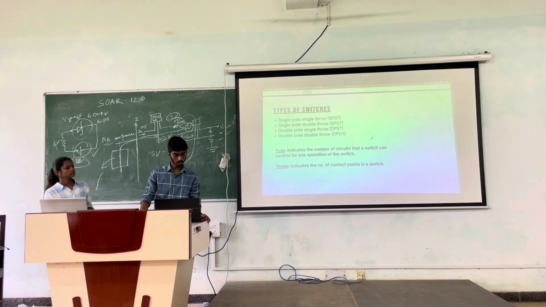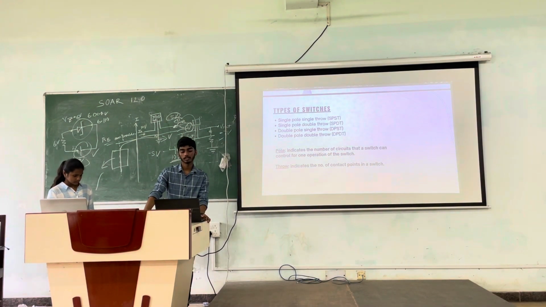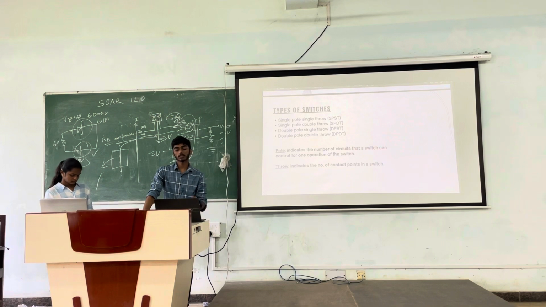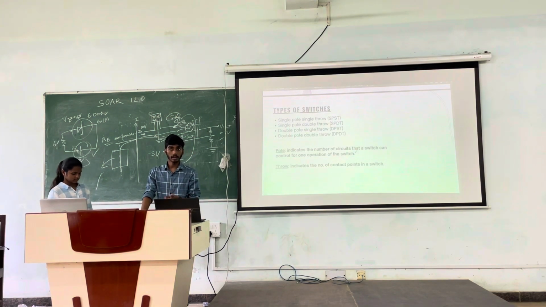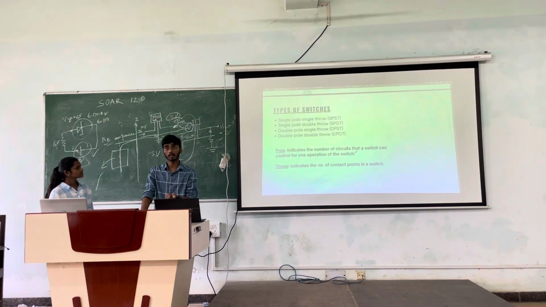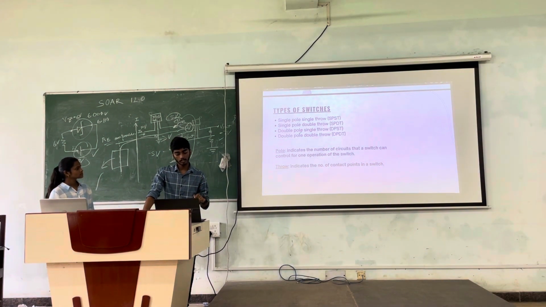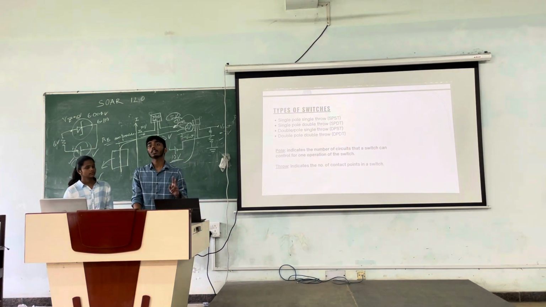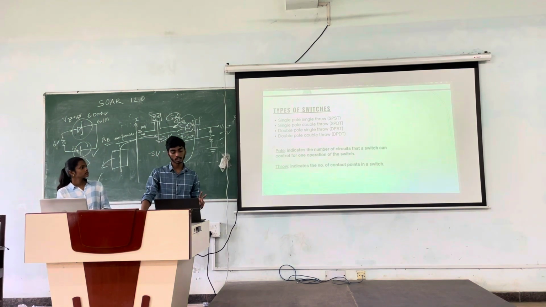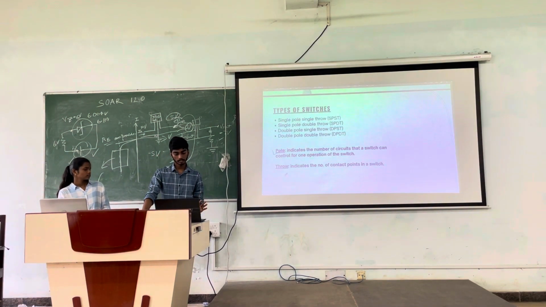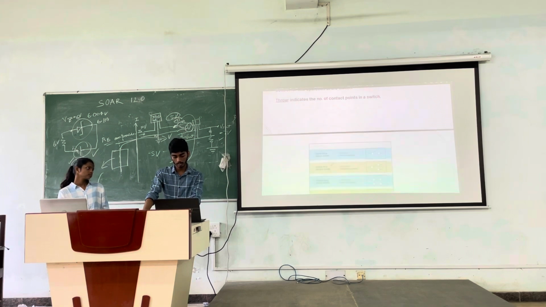Okay, so let's understand what pole and throw mean. What exactly do they mean? So, pole. A pole indicates the number of circuits which we can control using a particular switch simultaneously, like at one time. Okay, so if it is written double pole, we can control two circuits at a time using that switch. Okay, so this is the meaning of pole. And throw indicates the number of contact points in a switch. Let's understand this in our next slide.